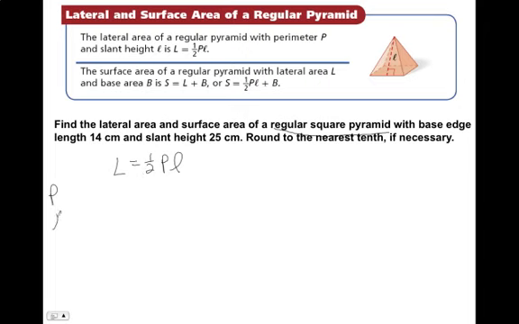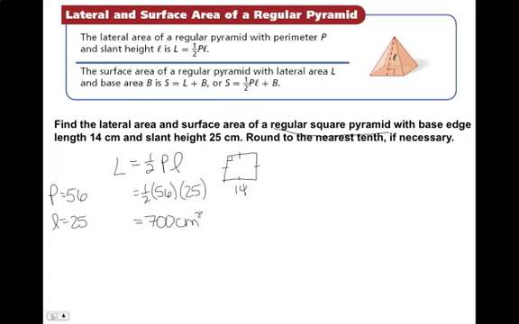So if we come over here and make our list, P is the perimeter of the base, and since we have a square base, I'm going to draw it just so I can kind of picture it. We know it's a square, and the side lengths are 14. So the perimeter would be 14 times 4, which is 56 centimeters. The slant height is given to us of 25, so now all we have to do is substitute in. And we get that the lateral surface area is 700 square centimeters.